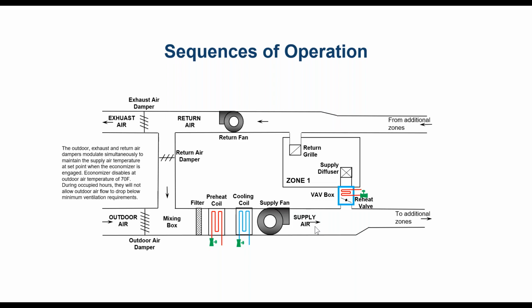If we can't reach set point, then great, we don't have to run the cooling coil. If we go to 100% outdoor air and we still can't meet set point, then we'll have to run the cooling coil. We'll have to open the cooling coil's control valve, which we'll talk about here in a second.